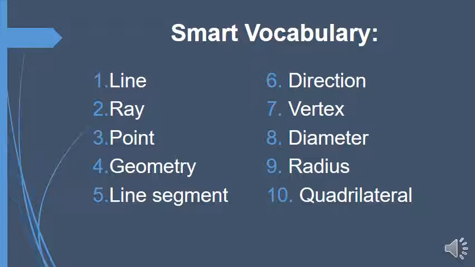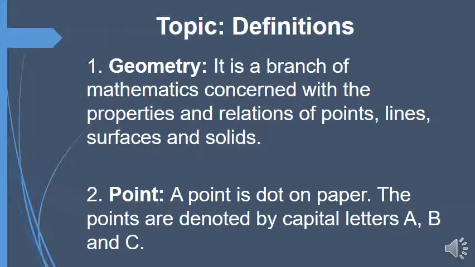Again I am repeating it for you: line, ray, point, geometry, line segment, direction, vertex, diameter, radius, and quadrilateral. Moving on to the main topic, that is our topic definitions. We are going to write the definitions from a very new page, CW over here and date on the left hand side. So the first one is geometry.